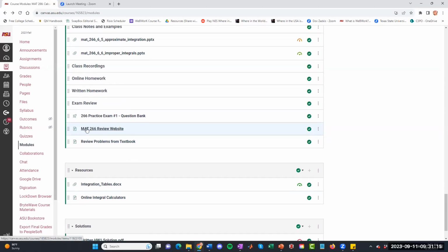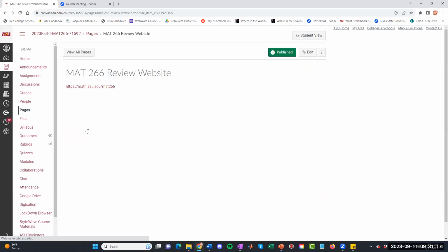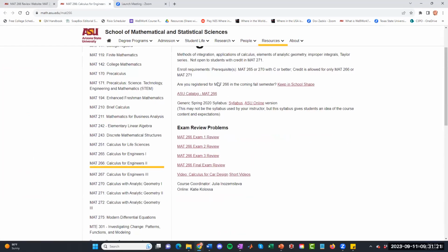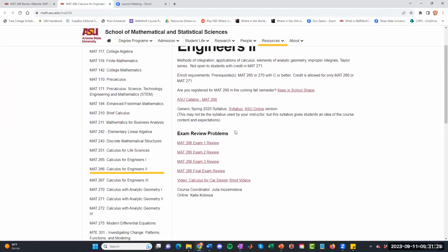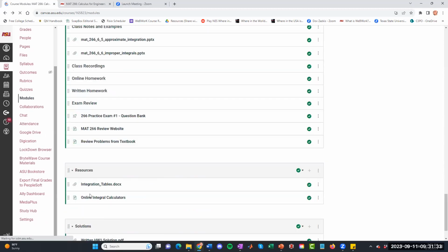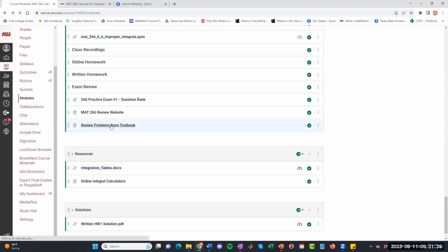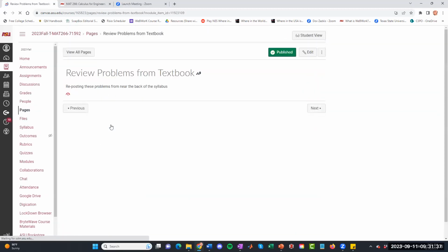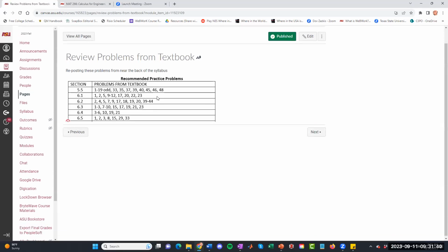Okay, so also there's a website that has a bunch of old tests from previous Math 266 sections. So there's a bunch of review stuff there. Also, I took a screenshot of the part of the syllabus that identifies problems in the textbook you can do that are in those sections. So lots and lots of stuff you can start reviewing on.